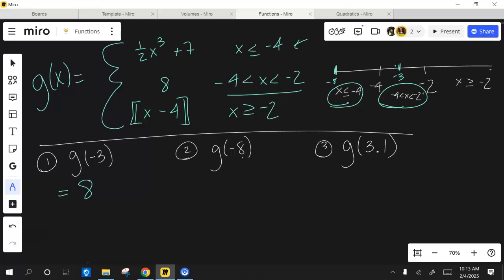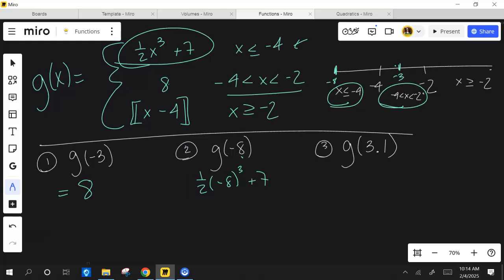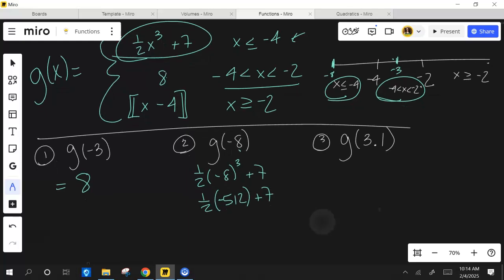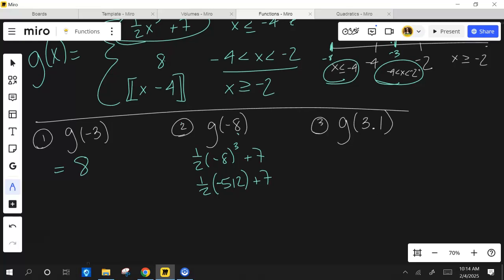All right, now -8 is using this first equation, right? Because -8 is smaller than -4. So I get 1/2 times -8 to the third plus 7. Harris, help me out. What was -8 to the third? 512? -512. And then half of that would be -256. So -256 plus 7. What's wrong?